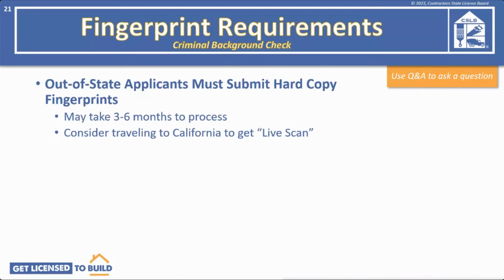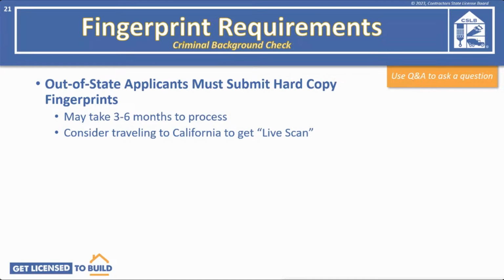If you're out of state, it's a longer process to get your fingerprints. That's because you must submit hard copies of them the old-fashioned way. Those take anywhere between 3 and 6 months for the FBI and Department of Justice to process. So you might want to consider traveling to California to get your electronic live scan done here.